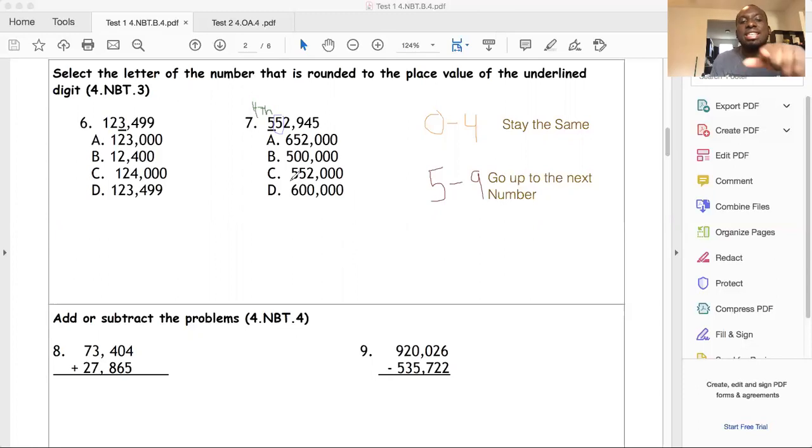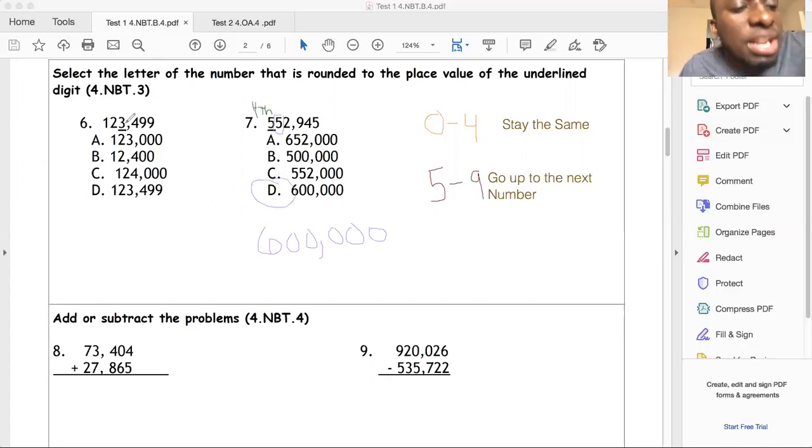In this case, this 5 makes the number go up. So now my underlined number goes to a 6. And every number after that becomes a 0. So my answer is D.